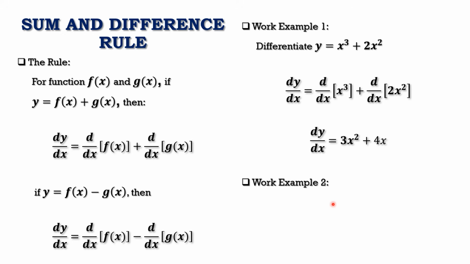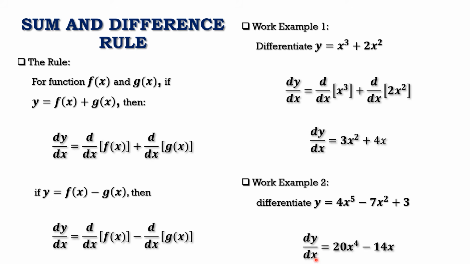Now let's work on another example, and that will be to differentiate y equal to 4x power 5 minus 7x squared plus 3x plus 3. So here my dy dx will be equal to differentiating this function, which will give us 20x power 4, and differentiating this function, which will give us 14x, and differentiating this constant, which will be 0. Now let's proceed to example 3.